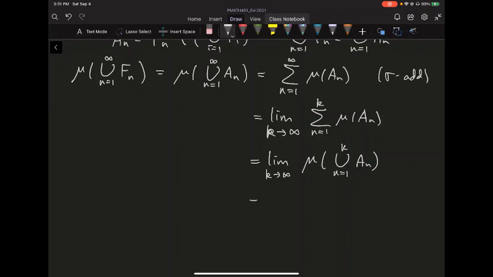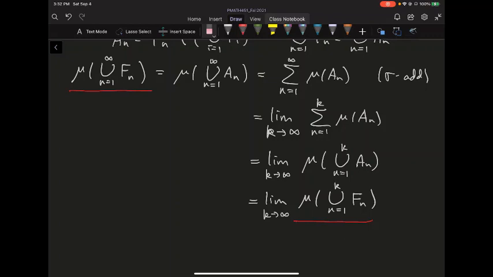But in any case, we showed that the first k of these An, when we take their union, is the same as the union of the first k of these Fn's. Okay, so they're the same. So we just proved our desired result: the mu of this union is equal to the limit of mu of these finite unions.